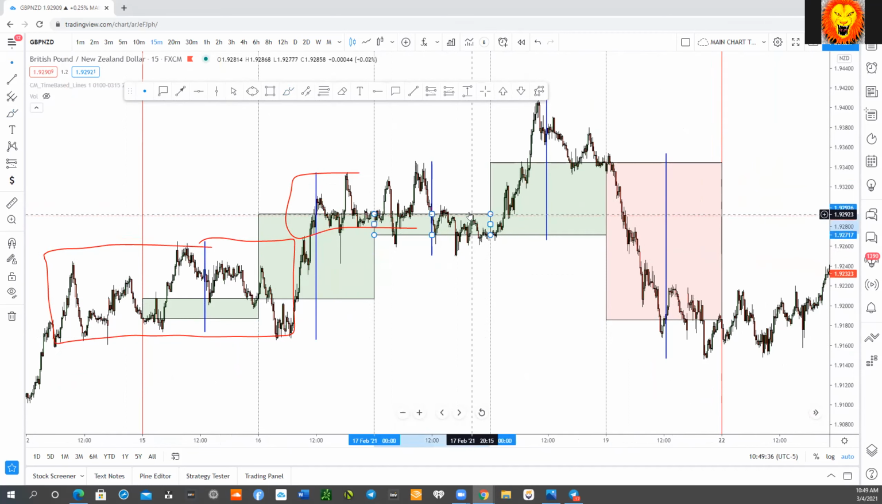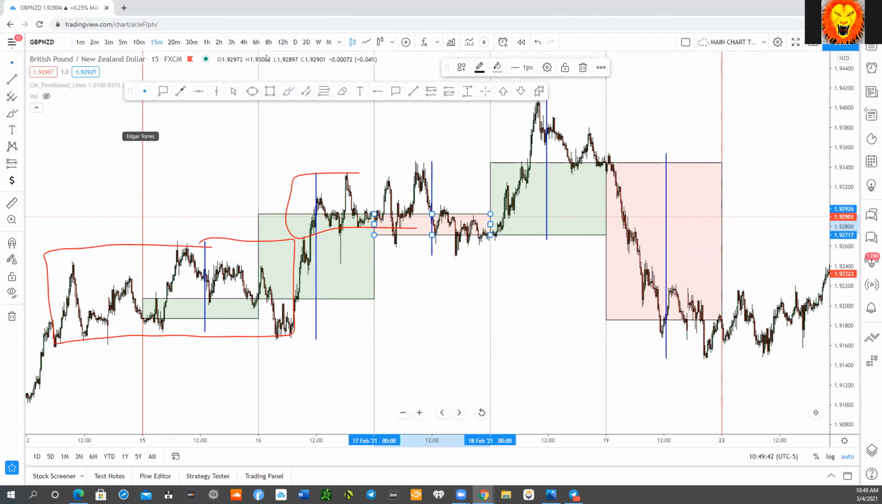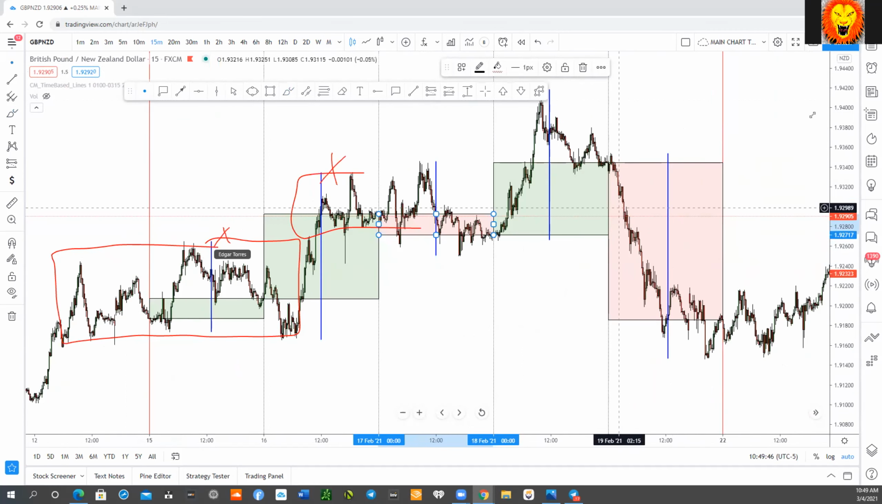So what does one candlestick of the entire week look like? And you can get rid of the red stuff. All right.